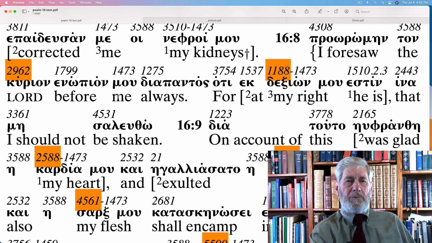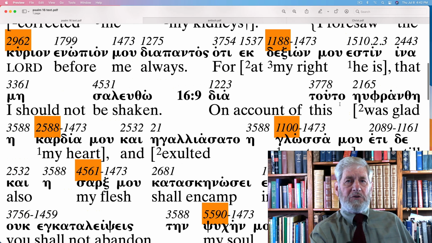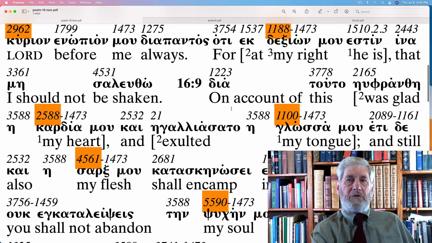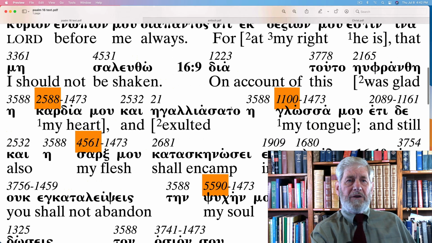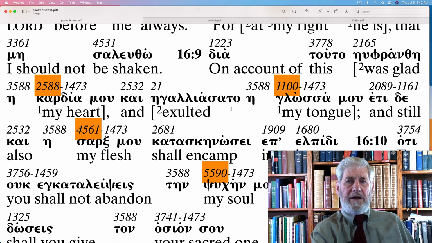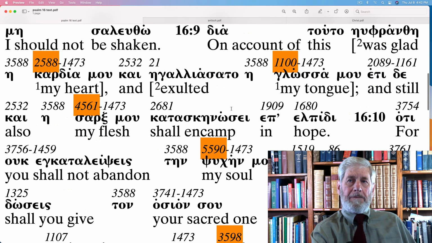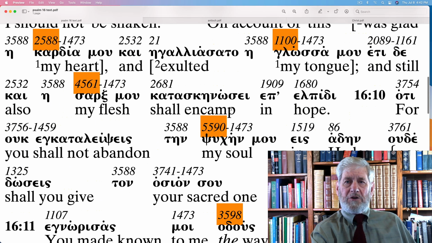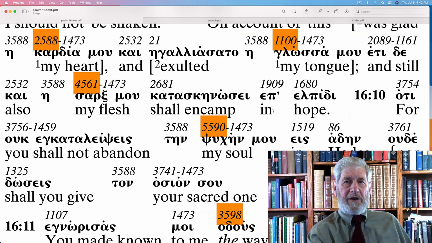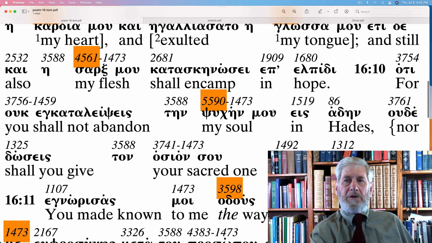I foresaw the Lord before me always, for he is at my right, that I should not be shaken. So David saw the Lord, and he was at the right. And so did Stephen see him. On account of this, my heart was glad, and my tongue exalted. And still also my flesh shall encamp in hope. Now our flesh, we are encamped in hope. We are hoping for the Lord, Jesus.